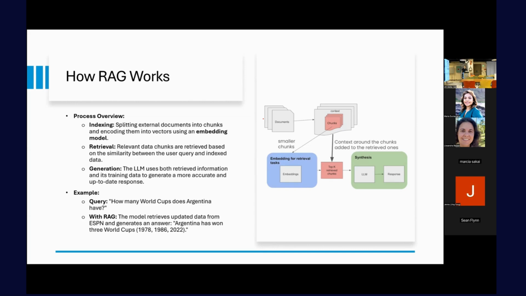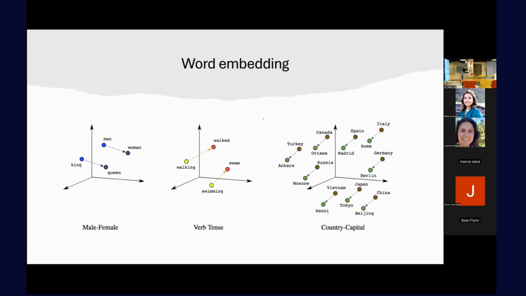Indexing means splitting the documents, the textbook, into pieces, and storing them somewhere so the person can look them up. And the embedding here, this is the revolution of natural language processing. I have to talk about this here.